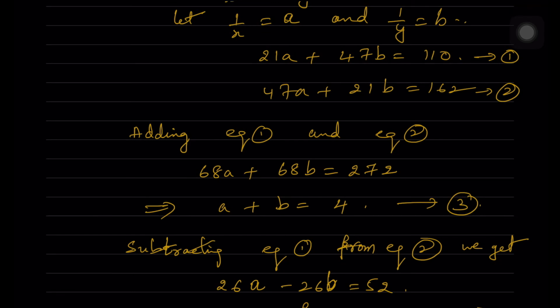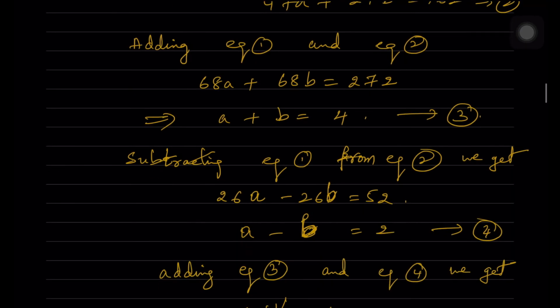So we are adding both the equations. When we add both the equations, we are getting it as 68a plus 68b is equal to 272. Divide throughout by 68, you are going to get it as a plus b is equal to 4. This is the third equation. So now subtracting equation 1 from equation 2, we get 26a minus 26b is equal to 52. So a minus b is equal to 2. The fourth equation we are getting this way.